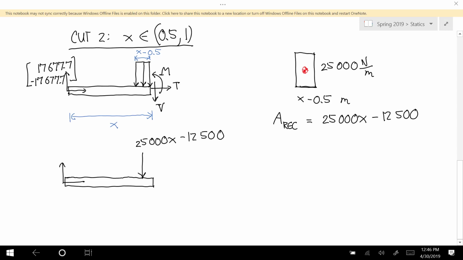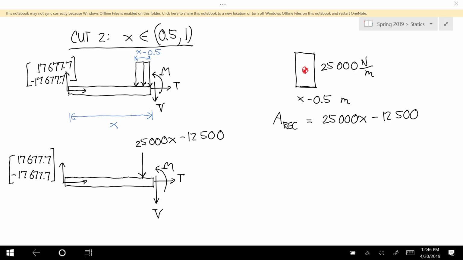And we have these forces, 17,677.7, negative 17,677.7, and then the internal loads. And the one other thing we're going to have to do is figure out the location of this point force. And the way I like to think of that location is, since this is a uniform distributed load, I'm just going to take the average of this and this.